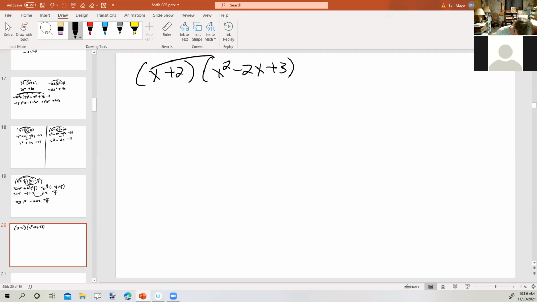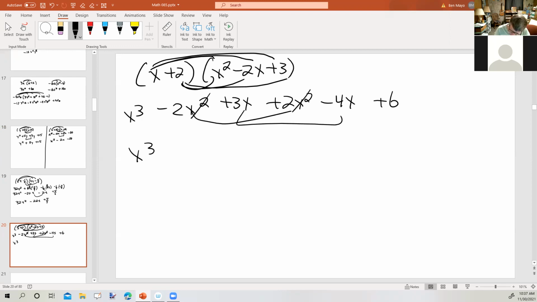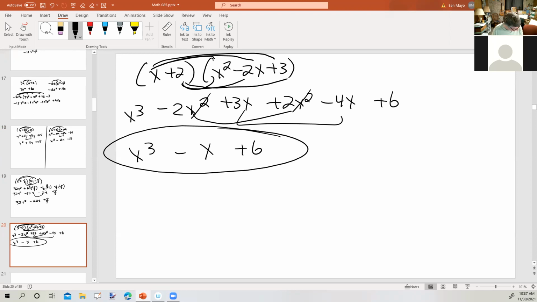So here we've got x times x squared is x cubed. X times minus 2x is minus 2x squared. X times 3 is 3x. Then 2 times x squared is 2x squared. 2 times minus 2x is minus 4x. And 2 times 3 is plus 6. Combining like terms, x cubed, the minus 2x squared and the 2x squared cancel each other out. Plus 3x minus 4x would be minus 1x and then plus 6. So we get that.